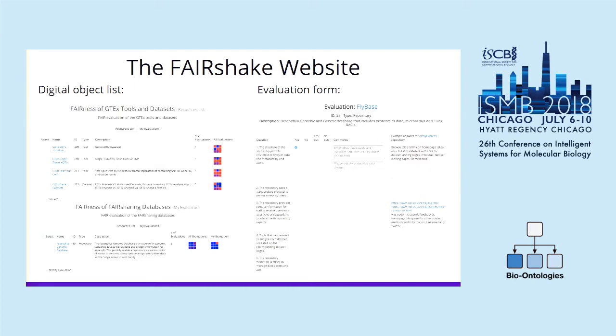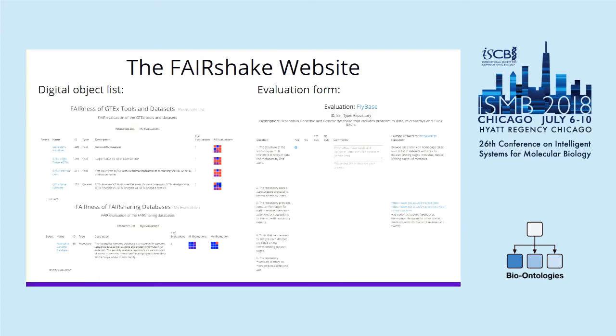So, an overview of the key features of the website. This is at fairshake.cloud. Related digital objects are grouped into collections called projects. For each project, FAIRshake displays the digital objects with their number of FAIR evaluations submitted and the FAIR insignia.